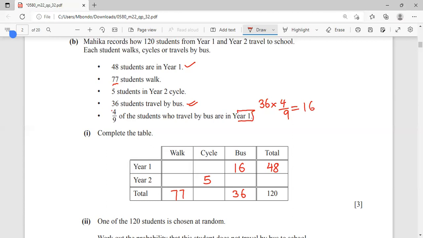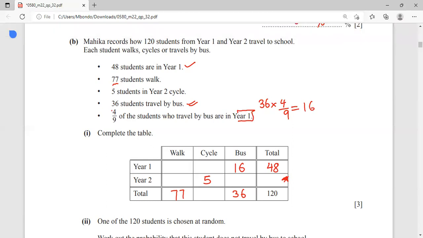Then now we can use this information to fill in these other boxes that are missing. For instance, if we want to find what is missing here, you know that the total of 48 and what is missing at this point is supposed to be 120. So we subtract 48 from 120 to get the information we want here. This gives us 72. What about at this point here? We know that 16, when we add it to what we have here, should give us 36. So we subtract 16 from 36. We get 20. Do you get that?